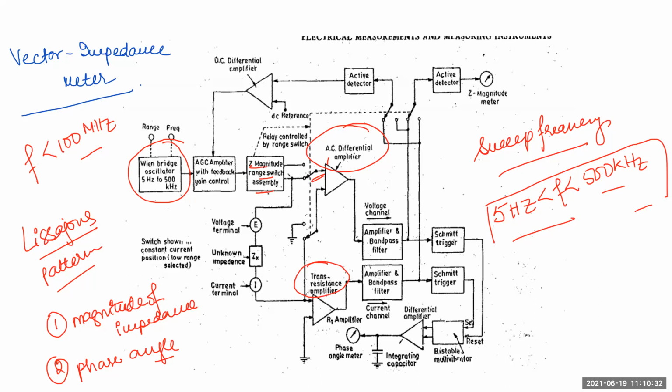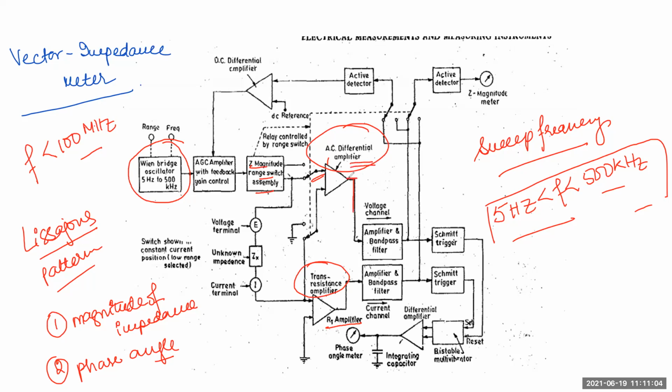So the output here, you can see, is the RT amplifier written here. The output of the RT amplifier is fed to the detector circuit and then compared accordingly to get the output. The result that we get will regulate the gain of this AGC amplifier, and that voltage is also applied to the switch assembly for further processing.